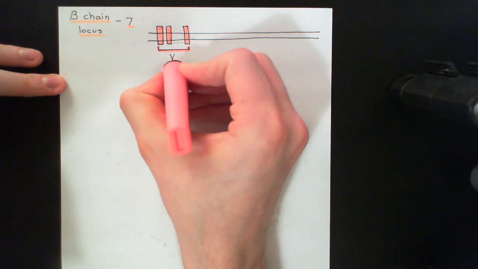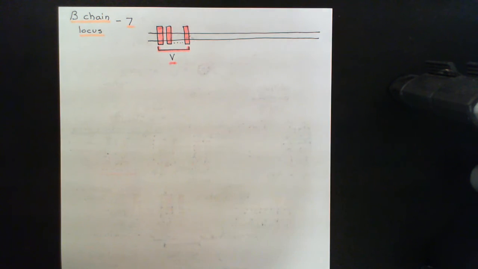So a whole bunch of variable gene segments, and of course to actually produce the beta chain variable portion, you only need one of these variable gene segments. You don't need all of them.